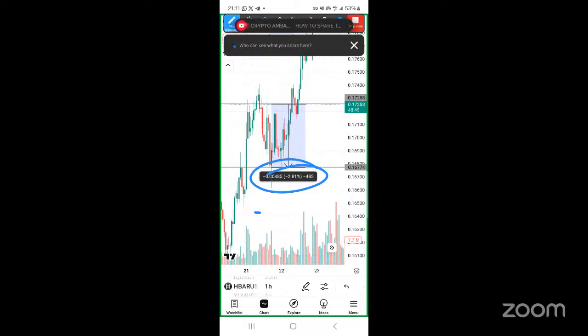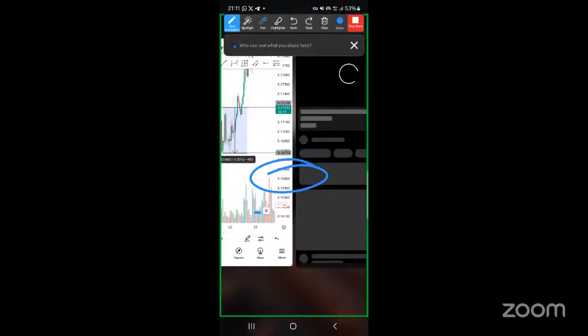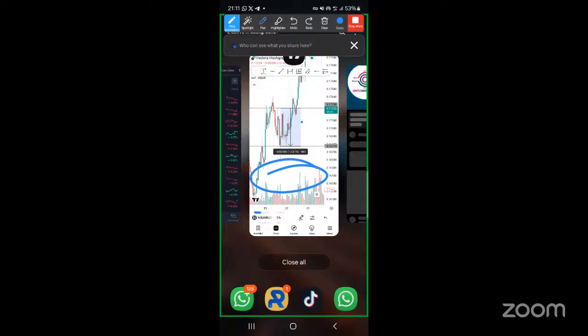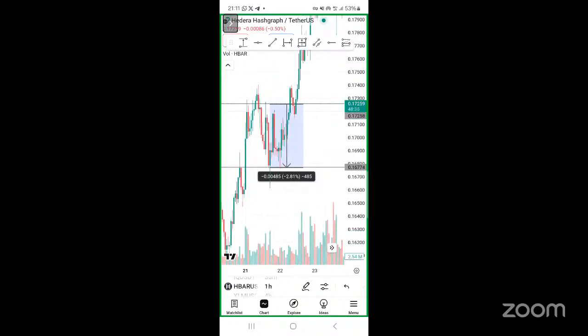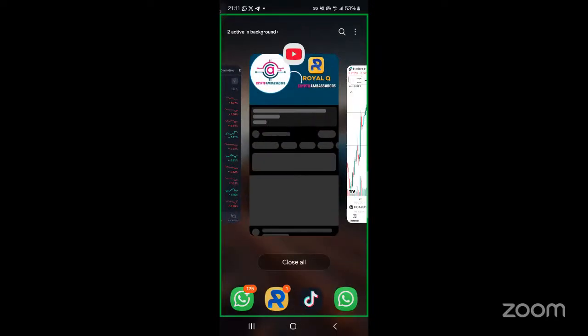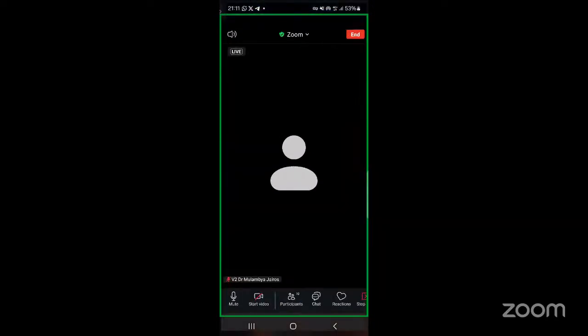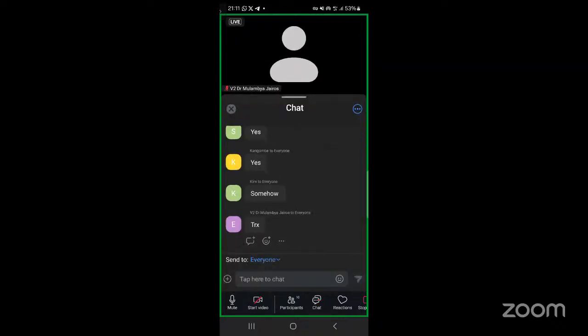So my question: should I be radical or conservative in this coin? I want to trade HBAR. After doing this, should I be radical or conservative? Give some answers in the chat. Kim, you can go back and go through the replay. Should I be radical or conservative?